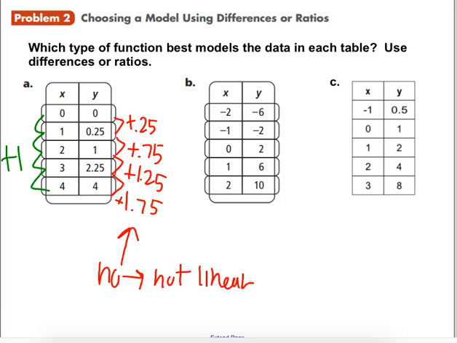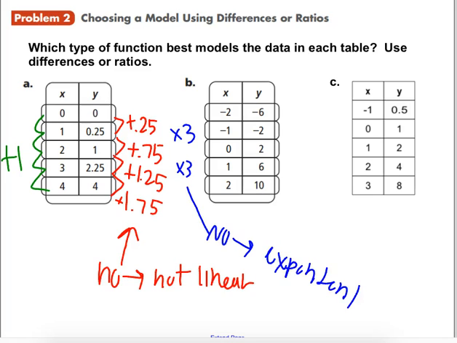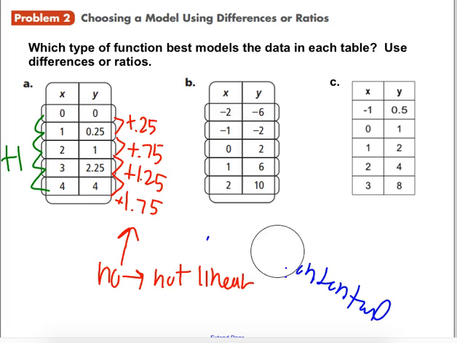Now I've got to think, is there a number I can multiply by 0.25 to get to 0.75? Yeah, times 3, right? But if I take 0.75 times 3, do I get 1.75? No. Therefore, it is not what? It's not exponential. I'm not multiplying by the same number either. So now lastly, you check the second difference.